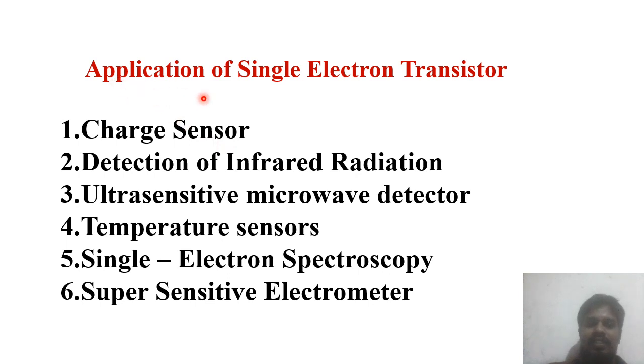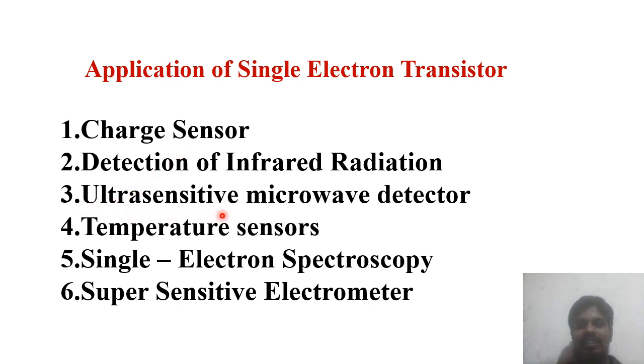In this last slide, we are going to see some applications of the single electron transistor. The single electron transistor can be used as a charge sensor. That means it can detect how many charges are in some material or some sources. Then it can detect infrared radiation. The single electron transistor can absorb infrared photons, and it can detect even a few photons of infrared radiation.